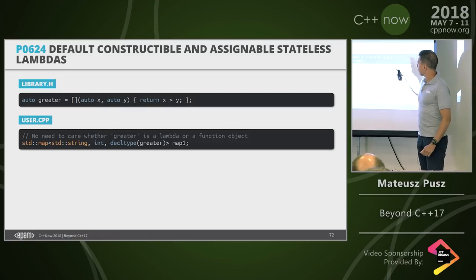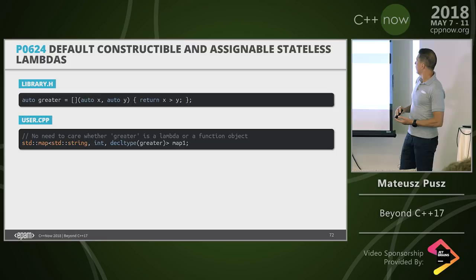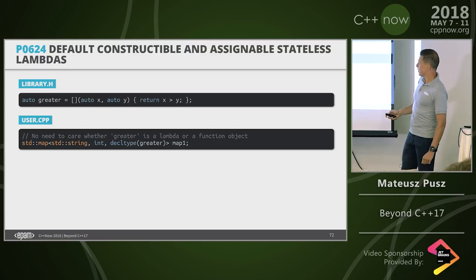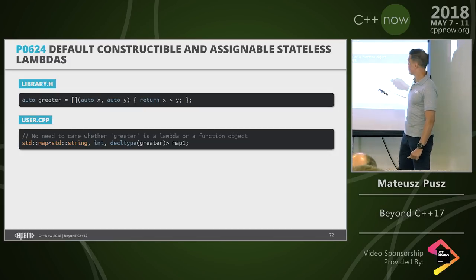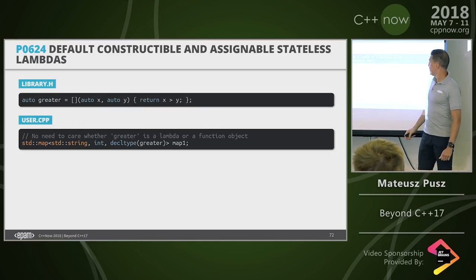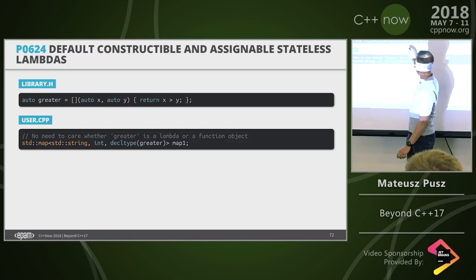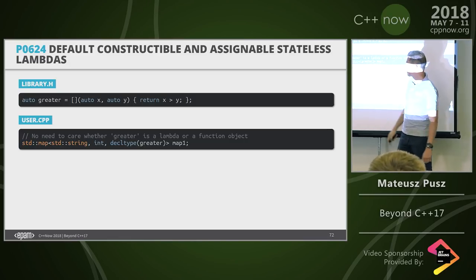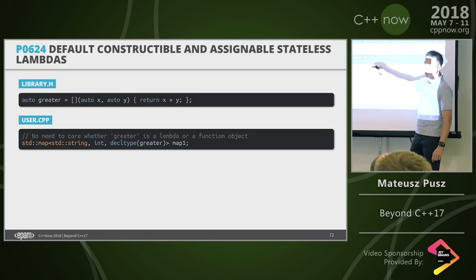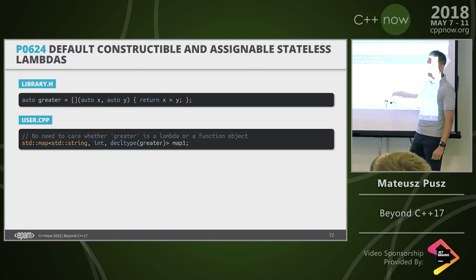Okay, another change for lambdas is that stateless lambdas will be default constructible and assignable. This change comes, I think, from the Lausanne meeting, in order to be able to pass a lambda specified like this, for example in some header, to the specification of a container, for example as a template parameter. And you don't have to care if the comparator is a lambda or a functor. You just work with that, yes?